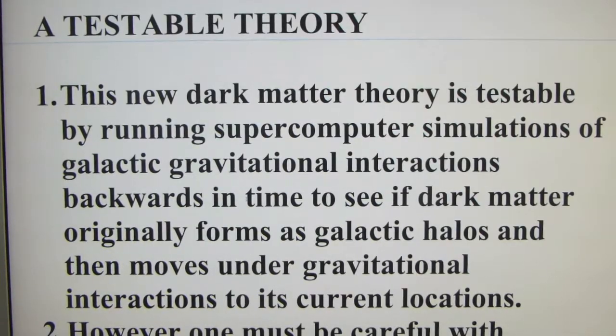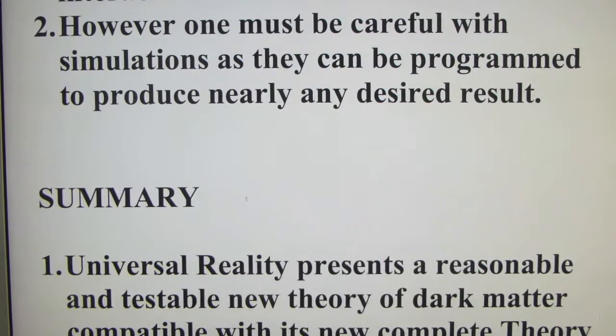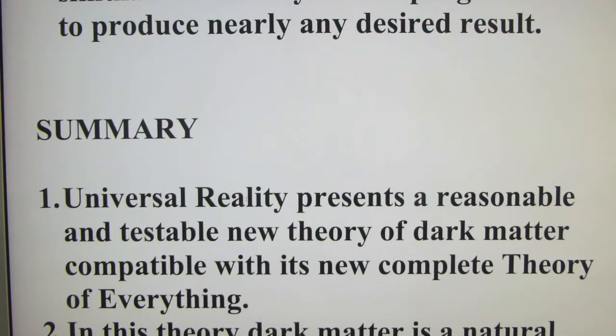A testable theory. This new dark matter theory is testable by running supercomputer simulations of galactic gravitational interactions backwards in time to see if dark matter originally forms as galactic halos and then moves under gravitational interactions to its current locations. However, one must always be careful with simulations as they can be programmed to produce nearly any desired result.